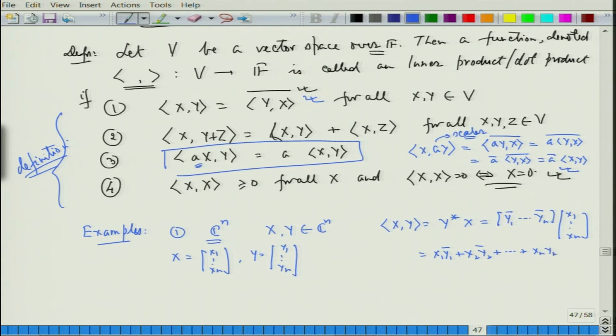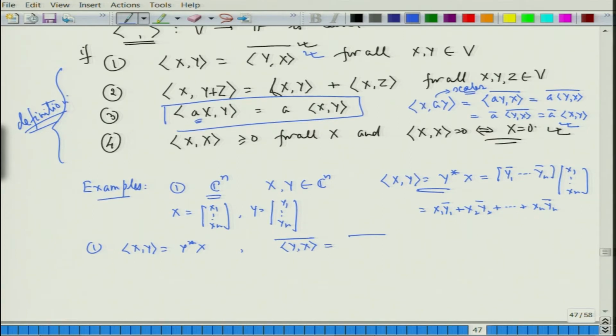plus xn yn bar. So you can check that the first condition will be satisfied, second will also be satisfied, because just look at the second part. First is satisfied by definition itself, because xy is y star x. That's the way we have defined here. Fine. And if I want to look at yx whole bar, this by definition will be equal to x star y, because star is coming from the second component, all right, second component.